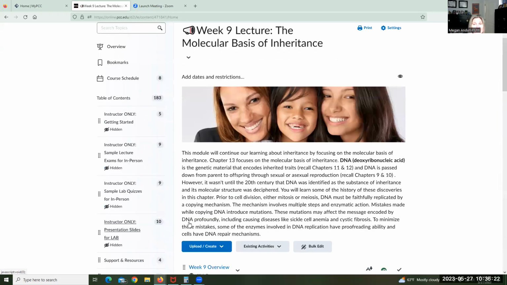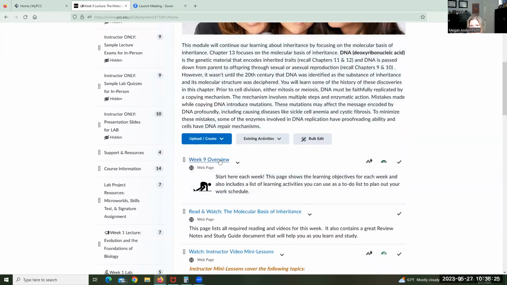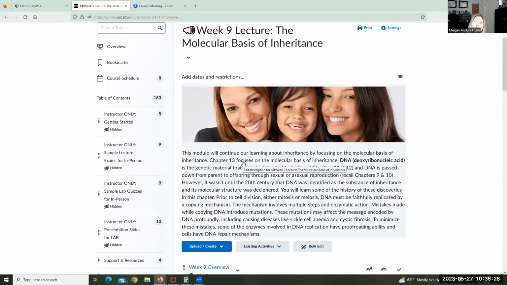Moving into week 9. In week 9, we're going to take a closer look at DNA replication. So we learned in chapter 9, the cell cycle, where we have the G1 phase and then the S phase and then the G2 phase before we actually go through mitosis or meiosis. The S phase is when the DNA actually duplicates or replicates itself. So chapter 13 focuses in on how that occurs, what exactly that process is for replicating our DNA.